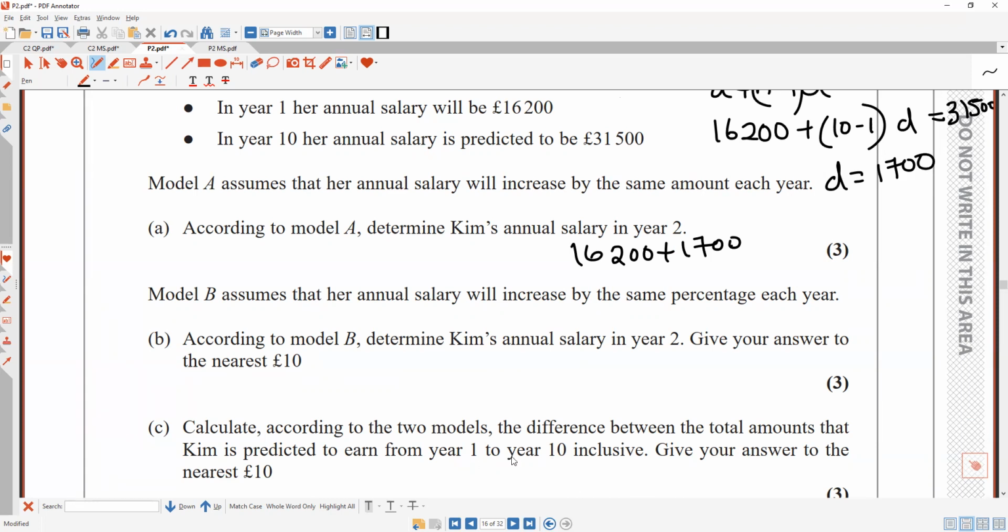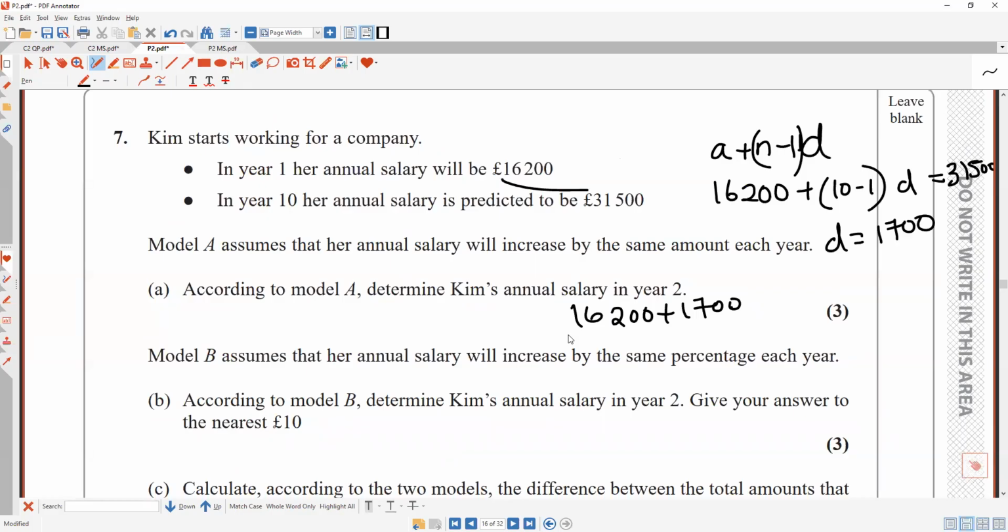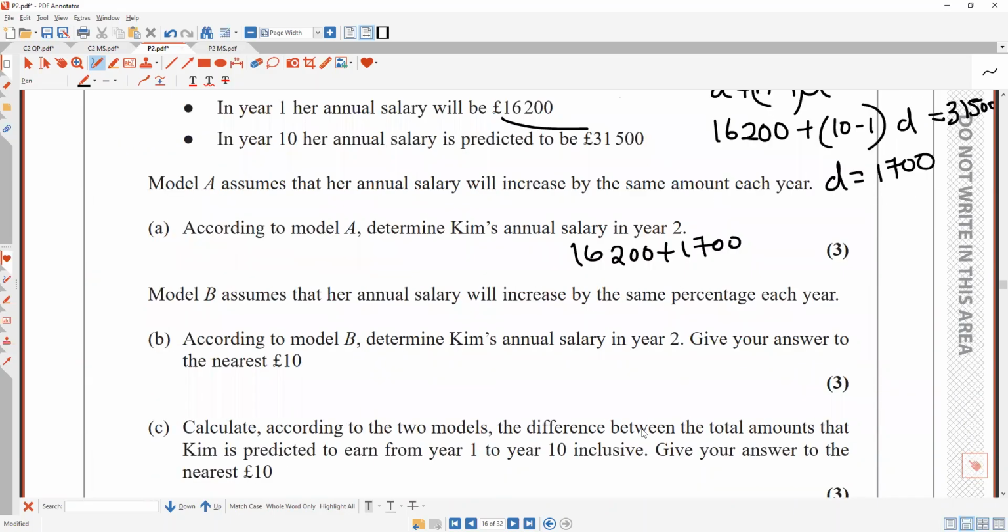So 10 years. You know N, you know the first A, you know how many years there were, you know R, you know everything. Do the sum for the arithmetic series, do the sum for the geometric series, and subtract both of them. Okay, and that is the difference. Do it. 3 marks.